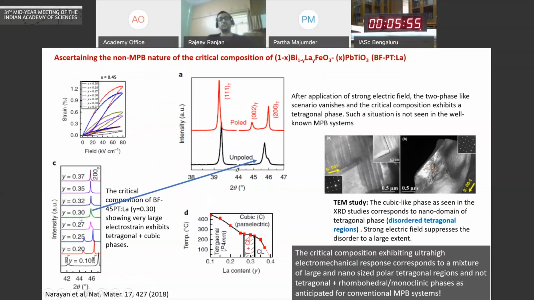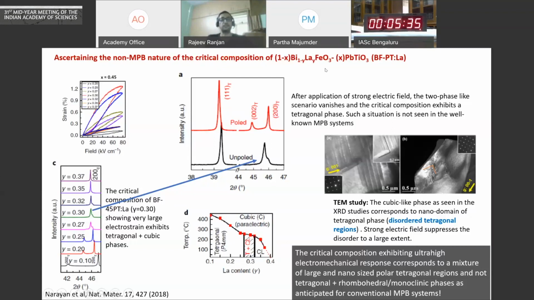What is most interesting is that once you apply a strong electric field, this cubic phase is almost completely suppressed. A little bit of it remains, which has a very important role to play, which I'll explain in the next slide. So the phase diagram of this material is called bismuth ferrite lead titanate with some lanthanum dissolved in it.